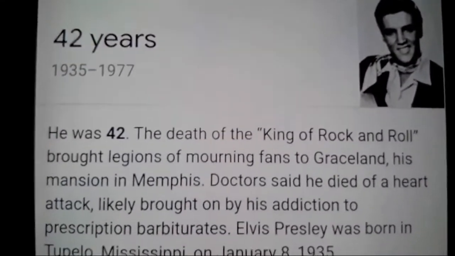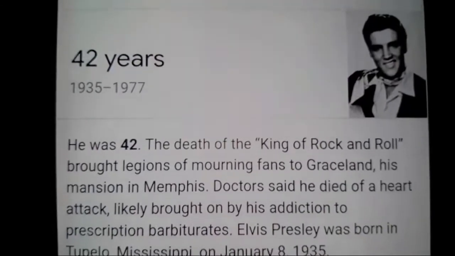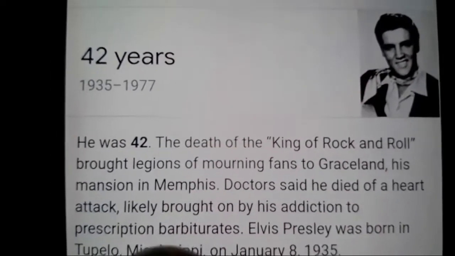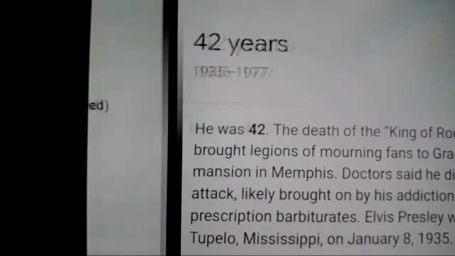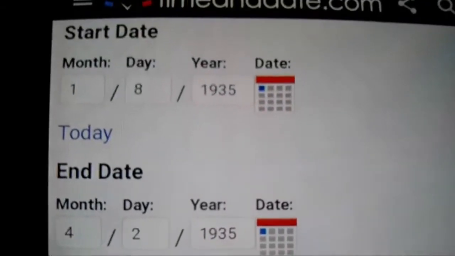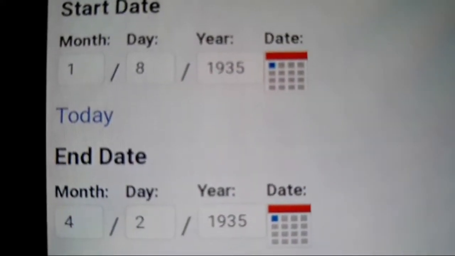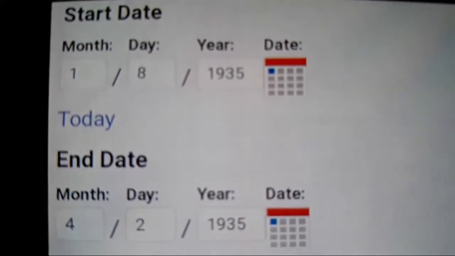Okay? Now I'm going to show you this last bit. That way you can understand that nothing is a coincidence. Okay? It's just a web. I told you. Watch this. So from Elvis's birth date, I just picked the year he was born, 1935. From his birthday, 1/8/1935.